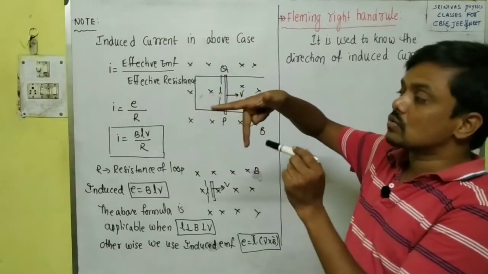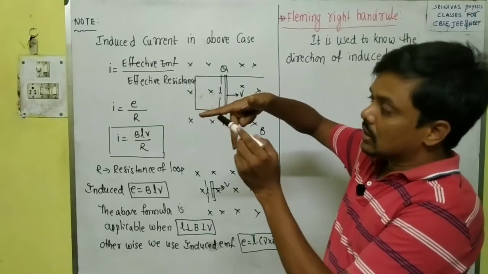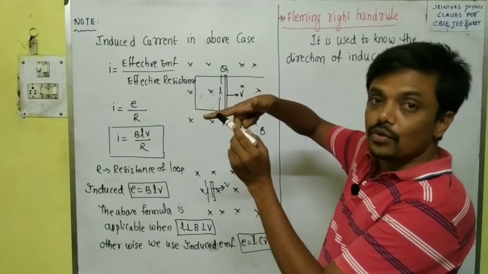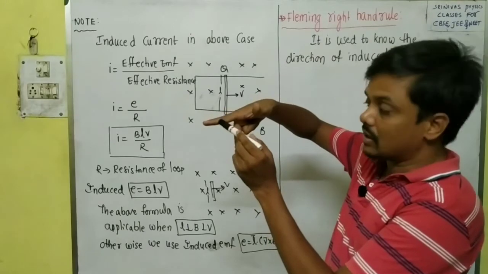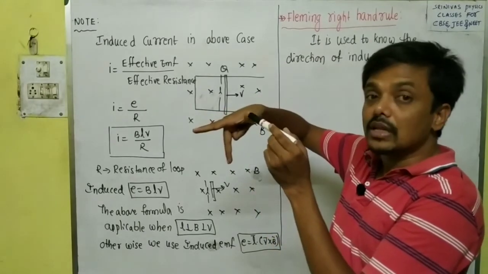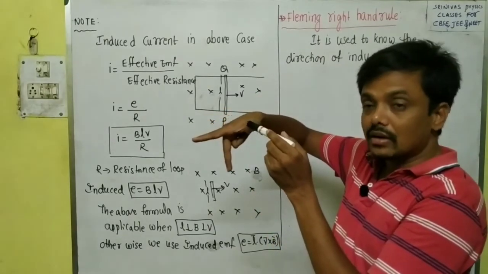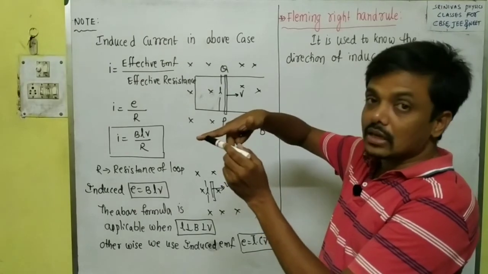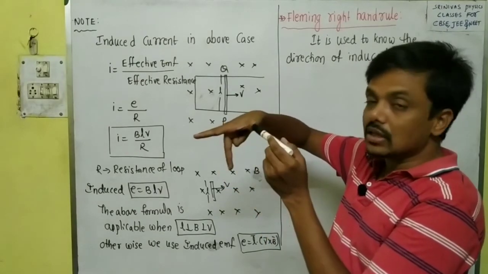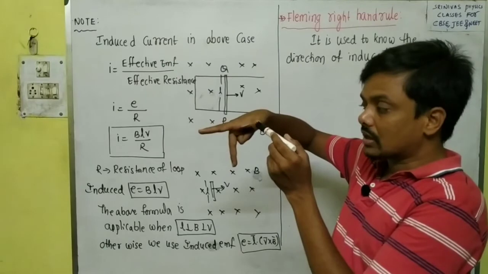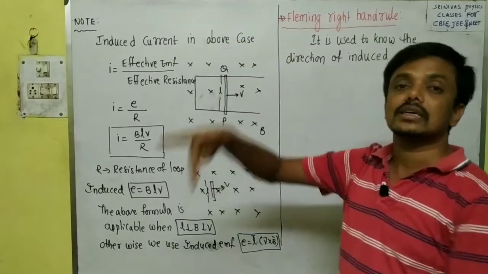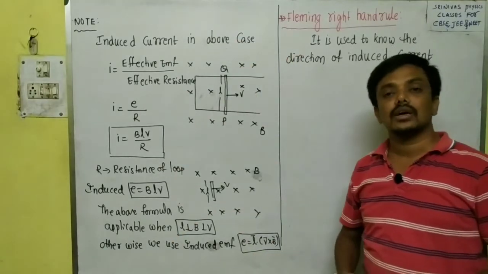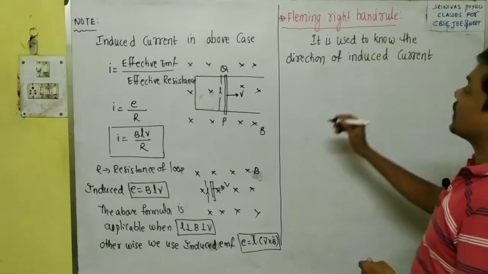Then how will it give the direction of induced current? Look at here, you adjust the forefinger in the direction of the magnetic field. Adjust the thumb in the direction of motion of the conductor. Adjust the forefinger in the direction of the field and the thumb in the direction of the motion of the conductor. Then the central finger indicates the direction of induced current. This is Fleming right hand rule.